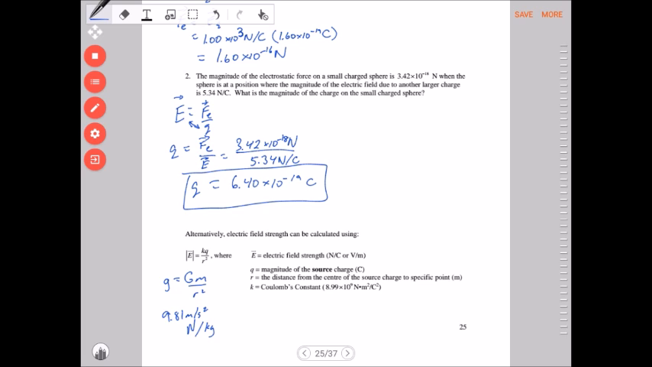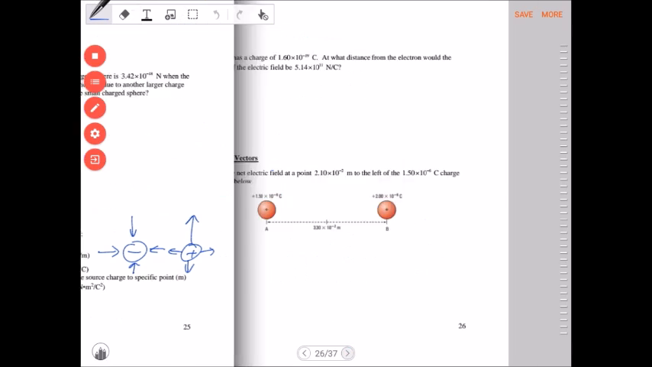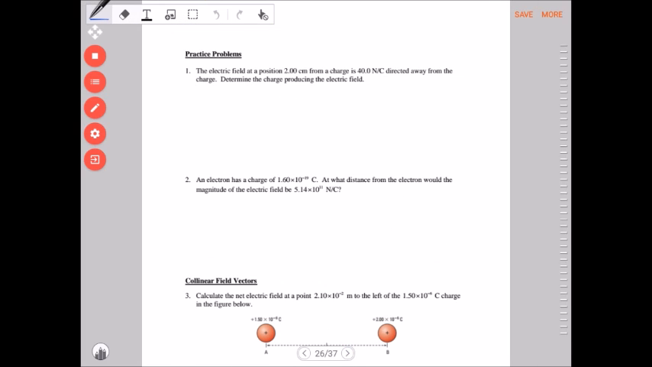It's just the E is electric field strength. Okay, it has the absolute value bars around them because this could be either positive or negative, and it depends on that source charge. Remember, negative charges, the electric field always goes inward, and positive source charges, the electric field always goes outward. Okay, so we will have to figure that part out as we go. Okay, so practice problems for these ones.